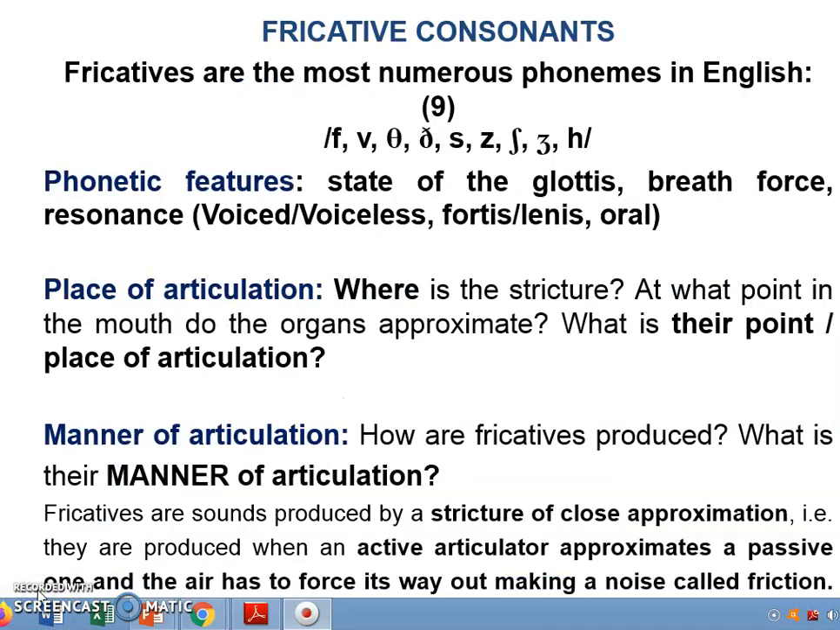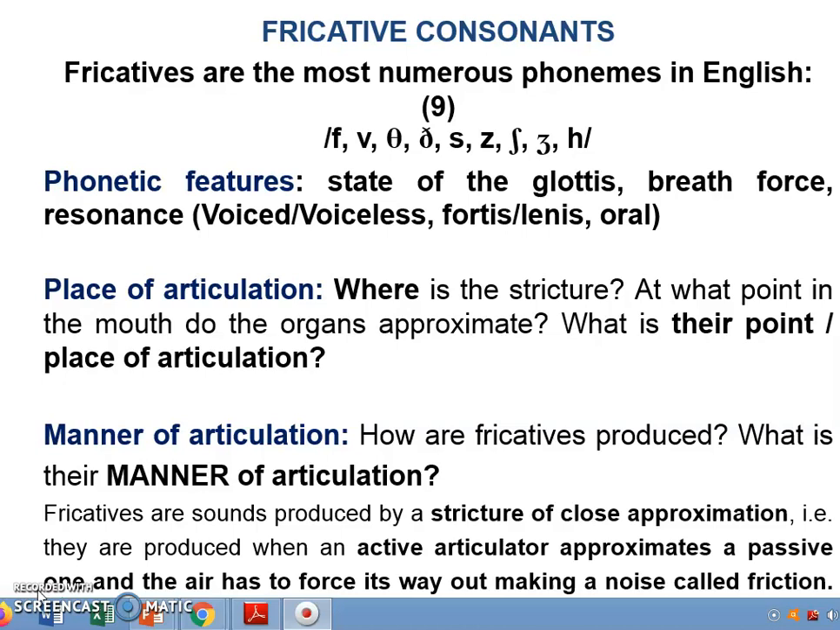Now let's move on to fricative consonants. Fricatives are the most numerous phonemes in English. They are nine: f, v, th, th, s, z, sh, j, h.